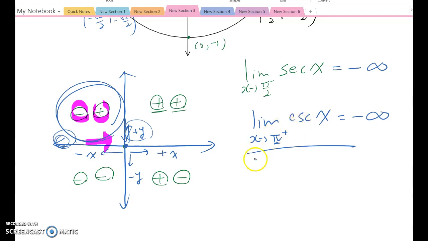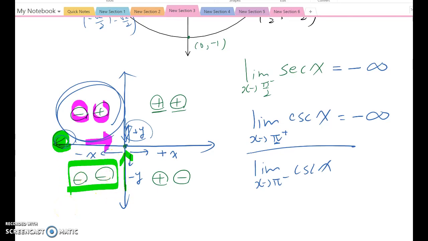But in this particular case, if I'm asking the limit as x moves to pi from the negative side of cosecant x, then pi is already from here, right? The angle pi is located here. Now negative y means right here, going toward here, which means it indicates this quadrant. So therefore the limit becomes positive infinity.